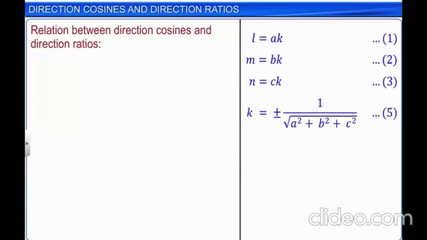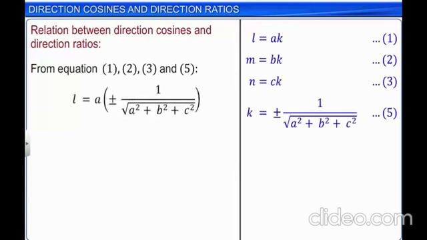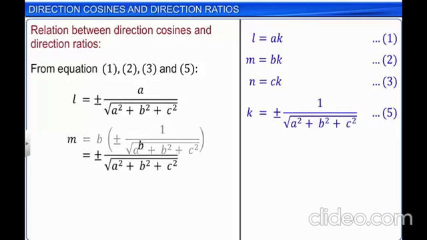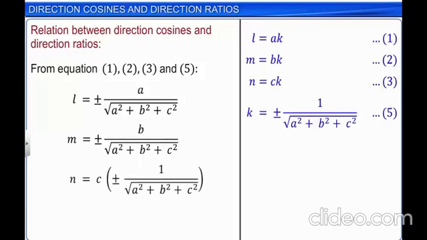Substituting this value in equation 4 and simplifying, we get the value of k as shown in equation 5. Substituting the value of k from equation 5 in equations 1, 2, and 3, we get the relation between the direction cosines in terms of the direction ratios of the line. The sign for the direction cosines is taken as positive or negative depending on the desired sign for the constant k.